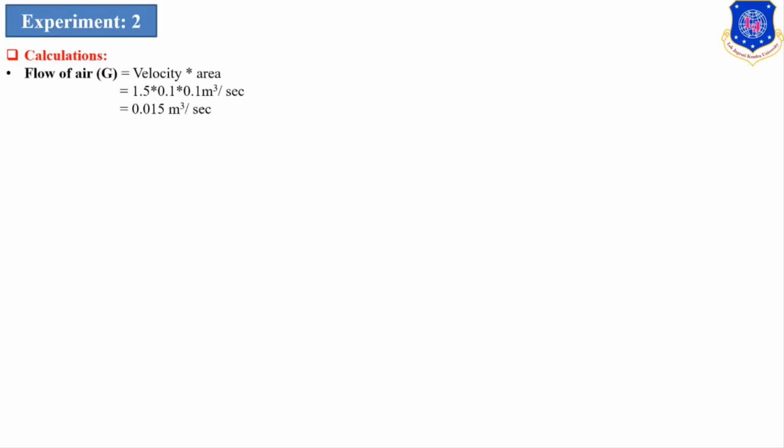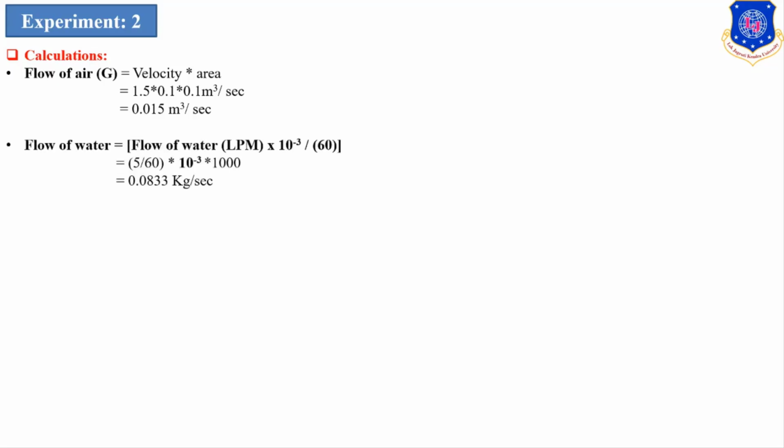Now the flow of air will be velocity into area. Velocity is 1.5 and area is 0.12 into 0.1, and so the flow of air will be 0.015 meter cube per second. Then the flow of water, so the flow of water in LPM multiplied by 10 to the power minus 3 divided by 60, and so it will be 0.0833 kilojoule per kg per second.